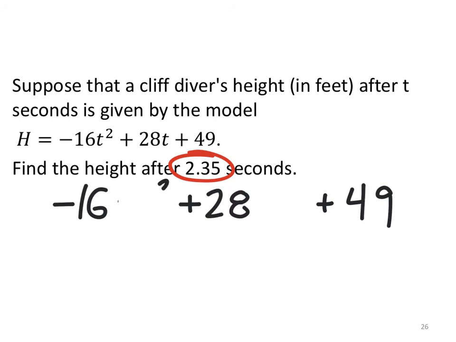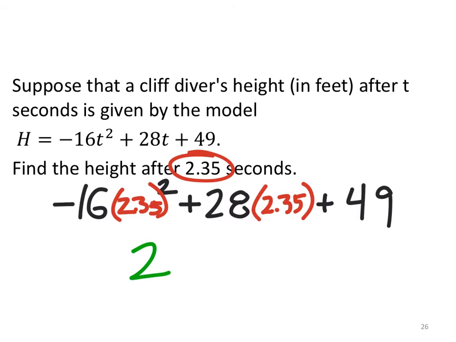And I know I haven't forgotten the squared was there. I just needed more space. 2.35. That was a t, and then the 2.35 there as well. That was another t. So again, the nice thing about this is I can type this directly into the calculator. I don't need to worry about the order of operations because the calculator already knows it. So I got 16 parentheses 2.35 close parentheses power of 2 plus 28 parentheses 2.35 close parentheses plus 49. And then I push enter and it gives me the answer at 26.44. And again, it said that the height was in feet, so I'll just label in feet.